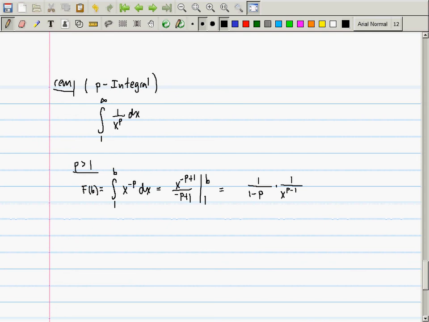Okay, and that's because moving the x to the negative p plus 1 to the denominator has the effect of multiplying the exponent by negative 1. So then this is evaluated from 1 to b. Okay, so then this is equal to 1 over 1 minus p, and then multiplied by 1 over b to the p minus 1, minus 1. Okay, so that's what f of b is.